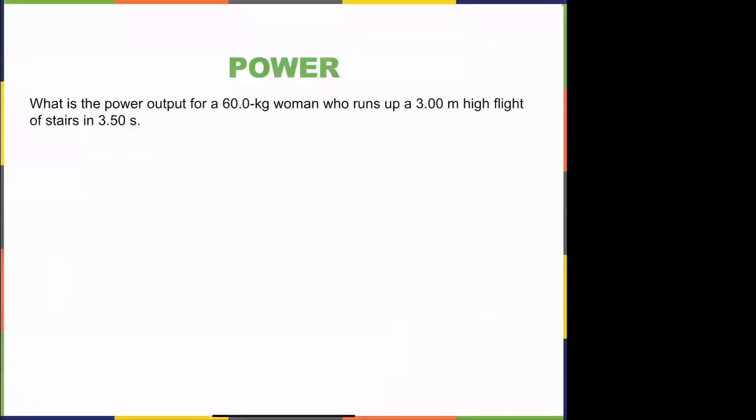All right, now we got a power problem. What is the power output for a 60-kilogram woman who runs up a 3-meter high flight of stairs in 3.5 seconds? This is going to be like your power lab. Pretty easy. So power equals work divided by time. This is work, not weight.